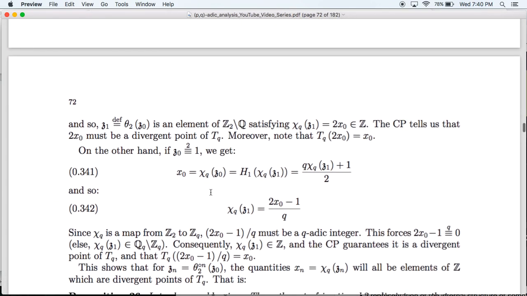Here we then get the following, and so since this is an integer, this is going to be a 2x0 minus 1 over q. Since chi-q is a map from Z2 to Zq, and since chi-q equal to this thing has to be a q-adic integer, which means that its q-adic absolute value has to be at most 1.